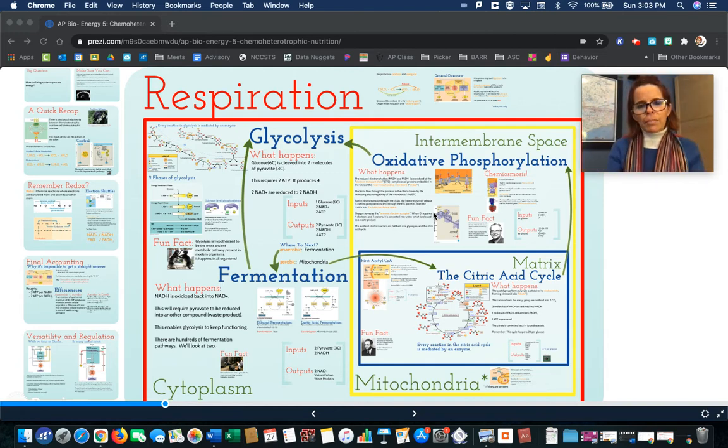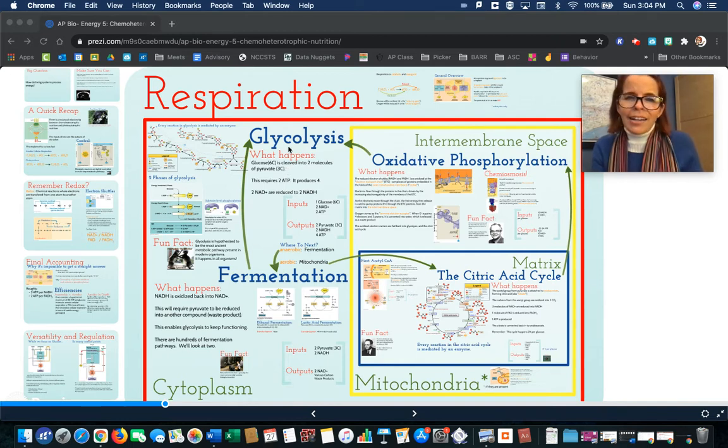So look at the big picture here. You can see some of the processes that are going on. Glycolysis, glyco refers to sugar. Lysis, remember, means to break. So we're going to break glucose. Glucose is the example we're going to use. Later on, we'll look at other things as well. We're going to break glucose, and that happens out in the cytoplasm.